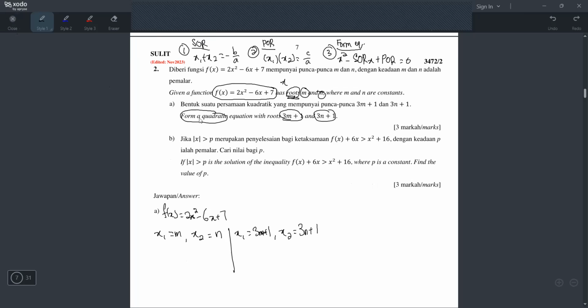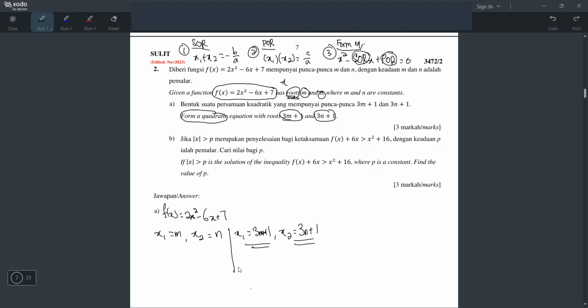They already said form a new equation with these roots. So definitely we will be using this formula, which is x squared minus SOR x plus POR equals 0. But in order to use this formula, we need to find out the SOR and the POR for these roots. Do you agree? I need to have the SOR and POR for these 2 roots. Then only I can put it inside here and put it inside here.